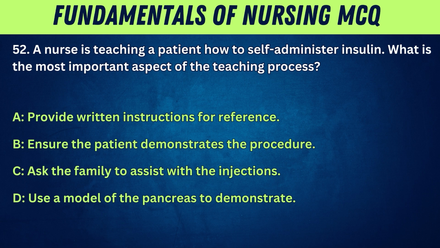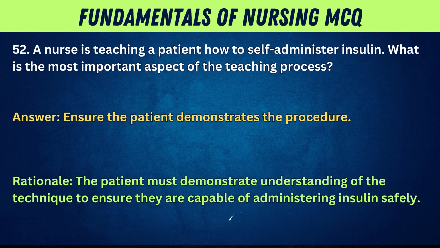52. A nurse is teaching a patient how to self-administer insulin. What is the most important aspect of the teaching process? A. Provide written instructions for reference. B. Ensure the patient demonstrates the procedure. C. Ask the family to assist with the injections. D. Use a model of the pancreas to demonstrate. Answer. Ensure the patient demonstrates the procedure. Rationale. The patient must demonstrate understanding of the technique to ensure they are capable of administering insulin safely.